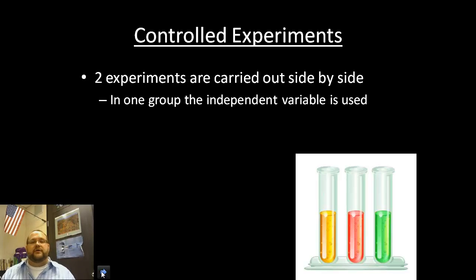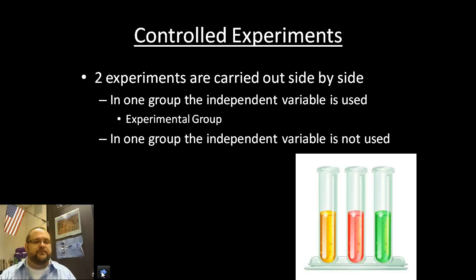In one group, we're going to use the independent variable, and that group is what we call the experimental group. So the group that we're actually testing on is the experimental group. For instance, if we're using the toothpaste on somebody, that would be our experimental group.